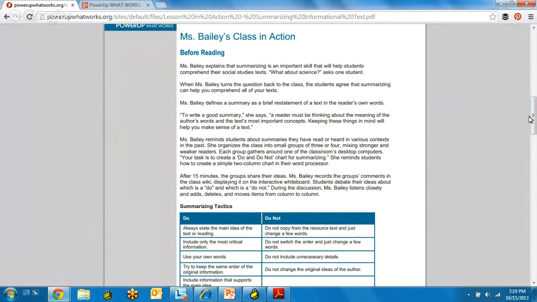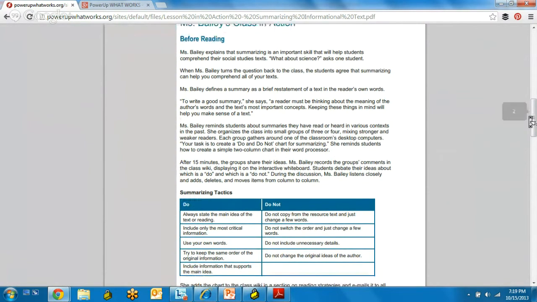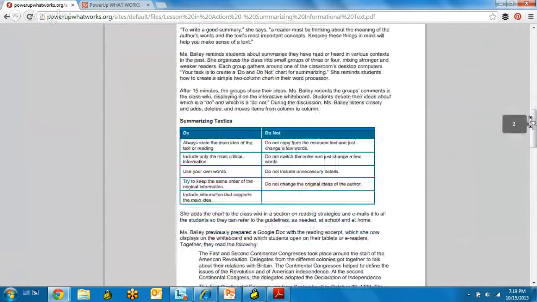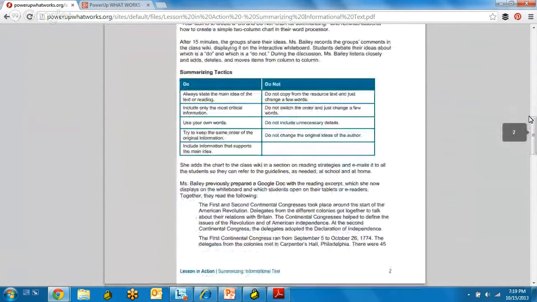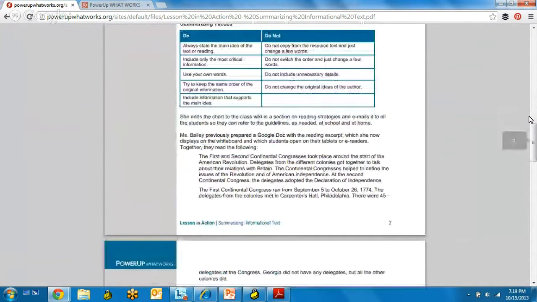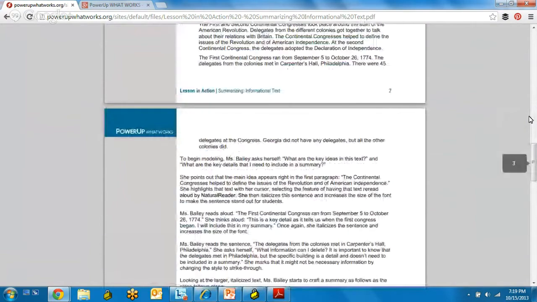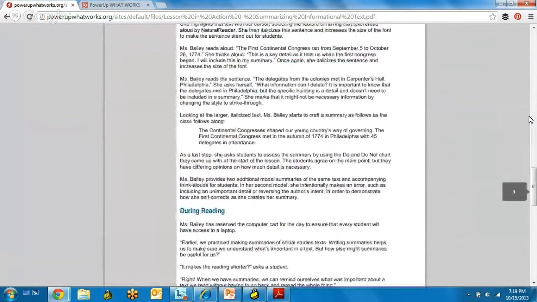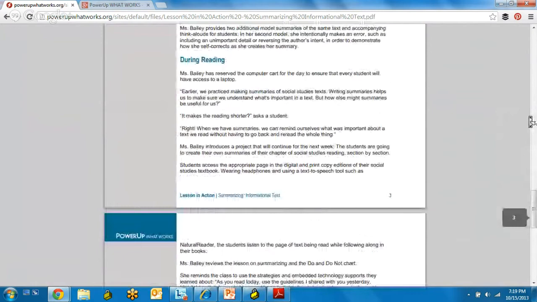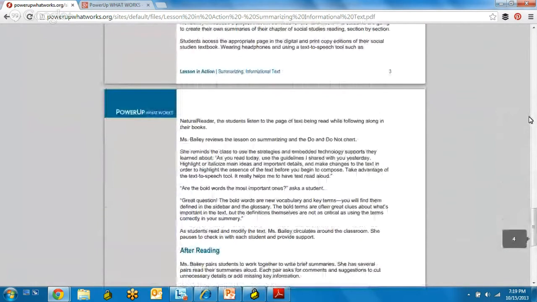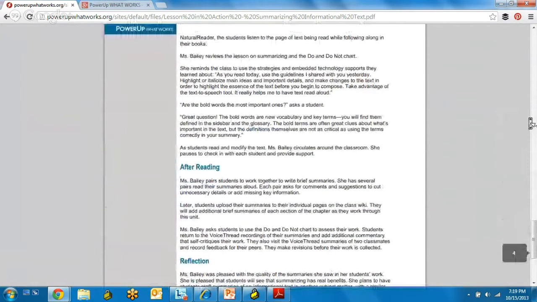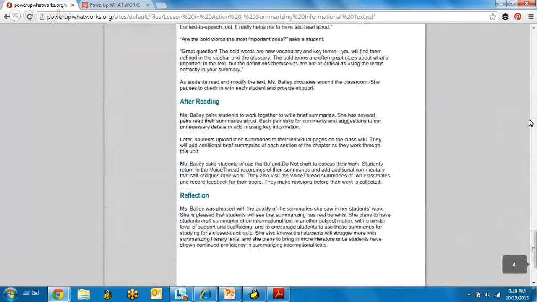And if you scroll down a little, Elise, we can see what the lesson looks like while the students are applying the skills of summarizing during the lesson. So if you scroll down a little more, you'll see what she did during the lesson, and then how she brings closure to the lesson at the end, what she does after the students are reading, to make sure that they're coming back.